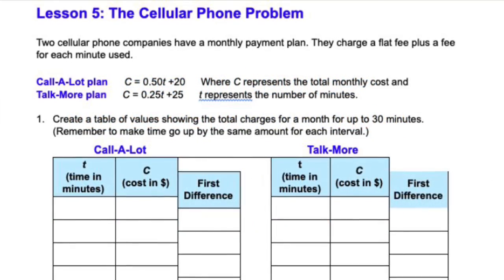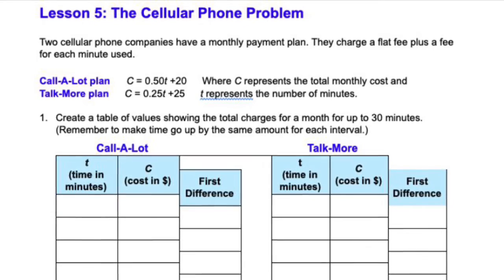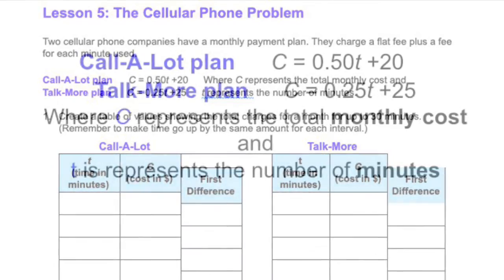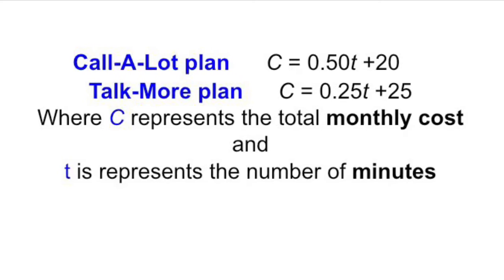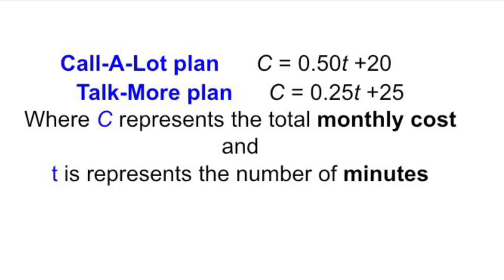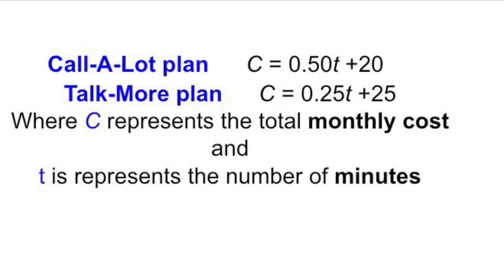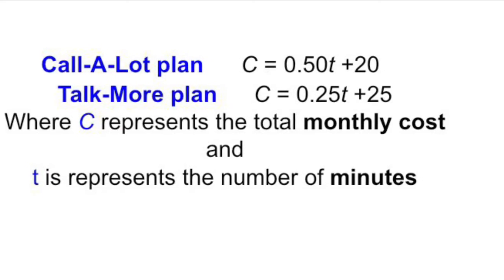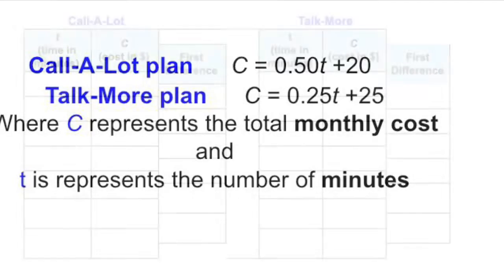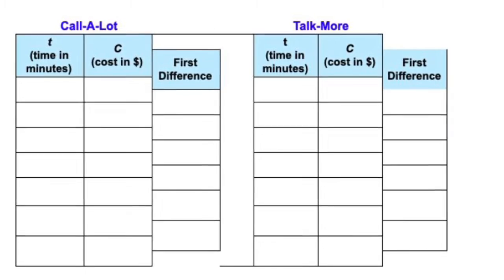So this is what lesson 5 looks like. It's called the cellular phone problem, and it's right at the end of assignment 4. We're going to compare two cell phone companies, Call a Lot and Talk More. In order to do that, we're going to need to look at the equations. For Call a Lot, the cost is C = 0.50t + 20. And for Talk More, C = 0.25t + 25. The monthly cost is the C, and the t is the number of minutes. We're going to want to use those equations to fill in these two tables of values.